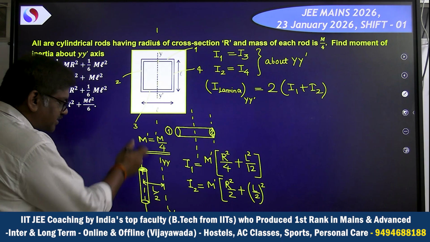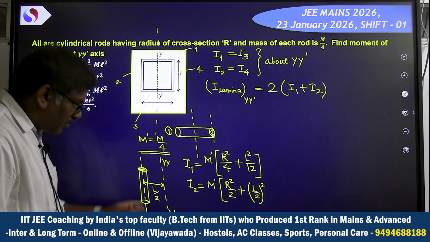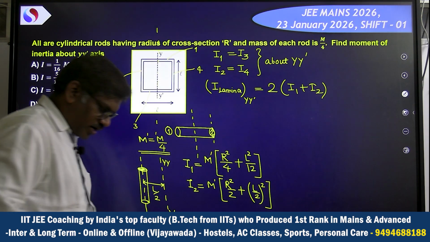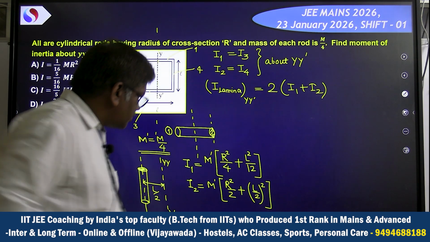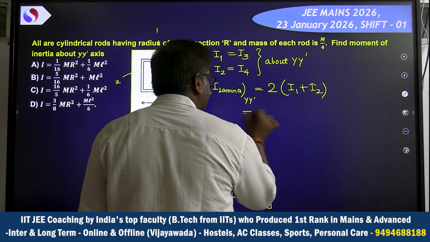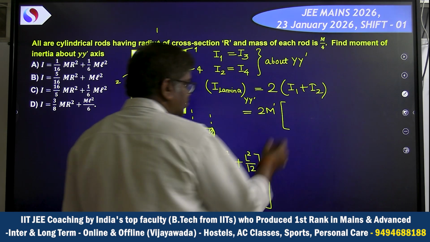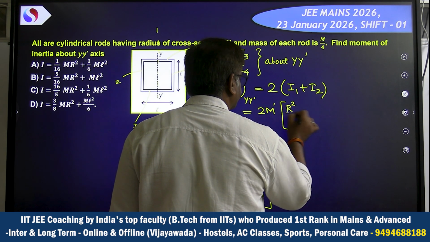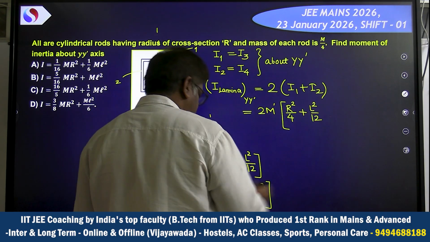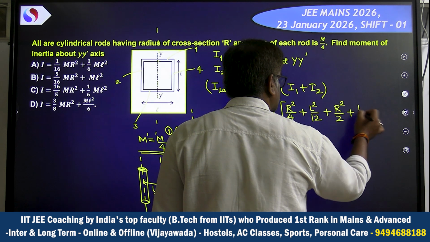As far as the rod is concerned, the axis is passing through the rod, like it is along the length, so there will be no need to take that into consideration. Alright. Now, if I substitute these values, I am getting 2 into m dash, into r square by 4 plus L square by 12, and in I2, this is r square by 2 plus L square by 4.